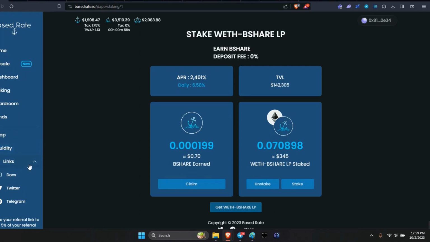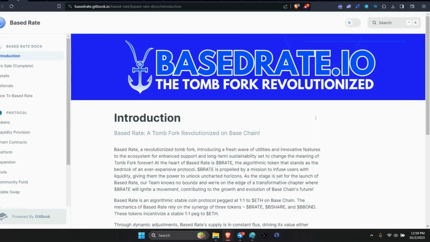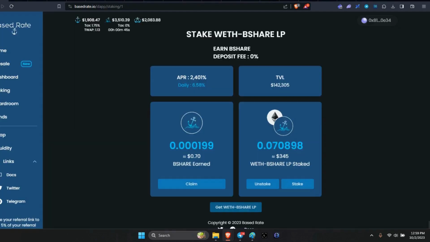Okay, we went to liquidity. And of course, you have the links you can find here. Here is the docs. So you can come in here, click docs, and it will pop up the documents, which is their white paper or whatever they want to call it. They just call it the docs. Then, of course, the Twitter page here. If you're going to do an investment, you need to know what's going on. And then, of course, the Telegram group. Then they do have a referral down here. You get 5% for the referrals.